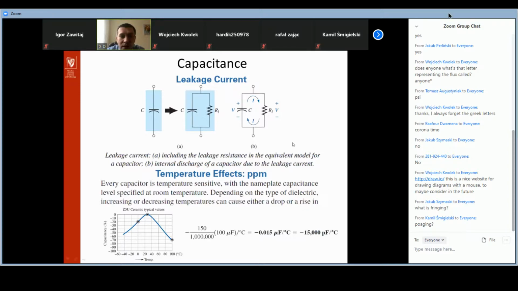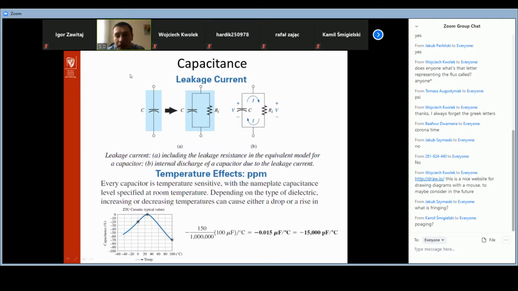consists of the pure capacitance, that's true, in parallel connection with RL, where RL is the resistance of the dielectric material which is put between the plates. So as you see, we can observe something like the leakage current. What is the leakage current?